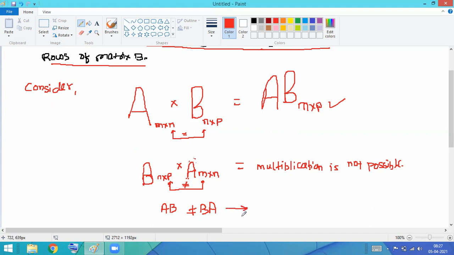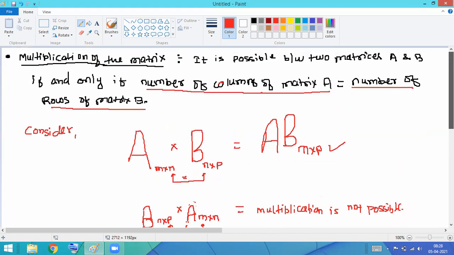Can we say that the multiplication of matrices does not follow the commutative property? Yes. So we can say that matrix multiplication does not follow the commutative property. Are you getting all this? Yes or no, guys? Did you understand this? It does not follow the commutative property. This should be clear to you. Commutative means what? AB is equal to BA. That is called the commutative property.